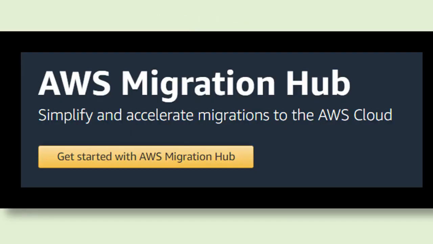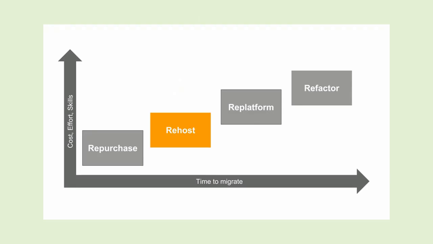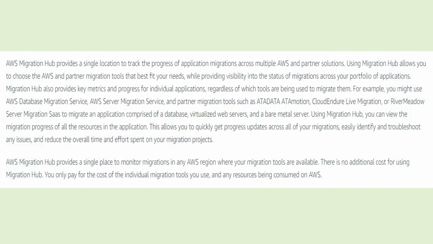With Migration Hub, you get to simplify and accelerate migrations to the AWS cloud. You could migrate from different clouds to AWS with Migration Hub. You could repurchase, rehost, re-platform, or refactor when you feel it's time to migrate to the AWS cloud, based on the cost, effort, skills, and different factors. It provides a single location to track the progress of application migrations across multiple AWS and partner solutions.